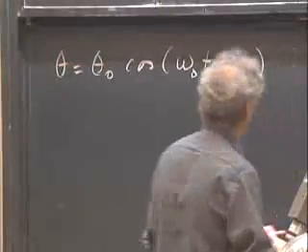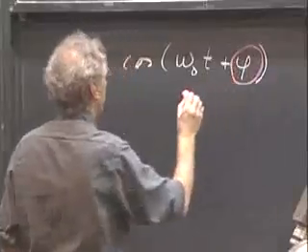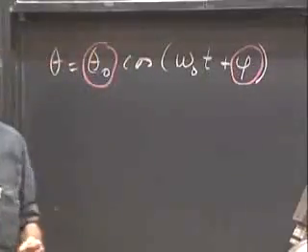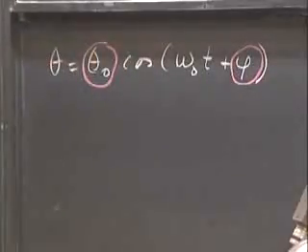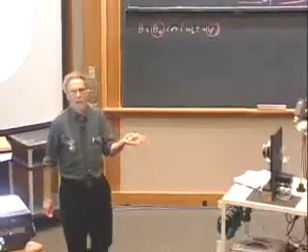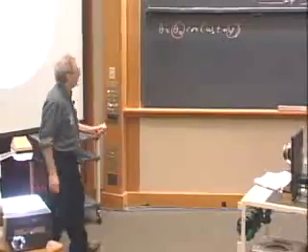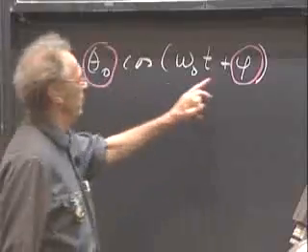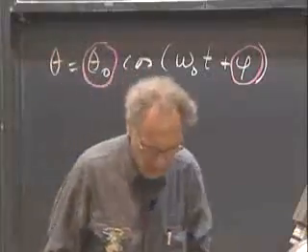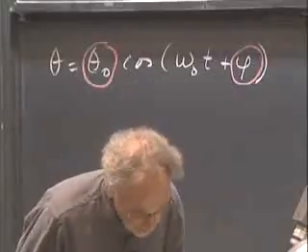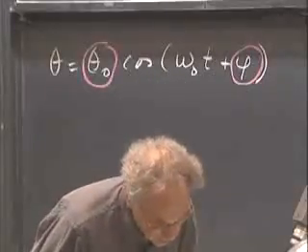And if you knew the initial conditions, what the situation was at t equals 0, if you know the angular velocity at t equals 0, and if you know where it is at t equals 0, you can solve for this theta 0, and you can solve for this phi. But omega 0 is independent of the initial conditions.